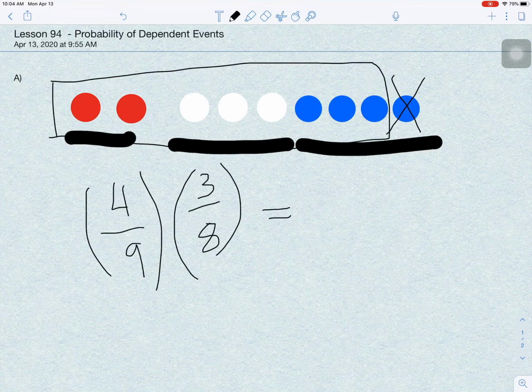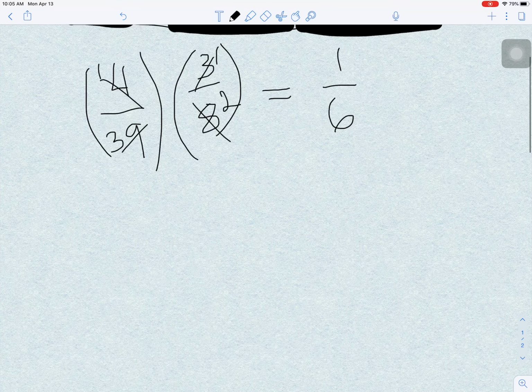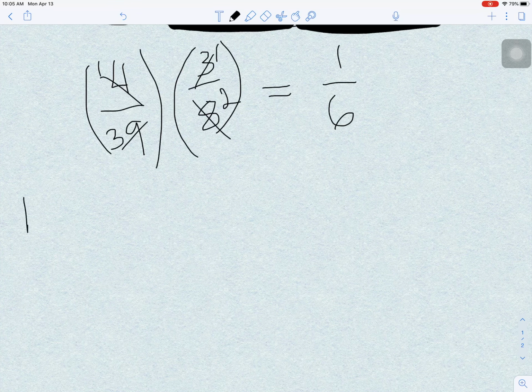What we're going to do in order to find the answer is multiply those 2 numbers together to find what your probability is of drawing 2 blue marbles out of the bag when you don't replace them. So we can simplify our equation here, and you can see that we get an answer of 1/6. All right, moving on to B.